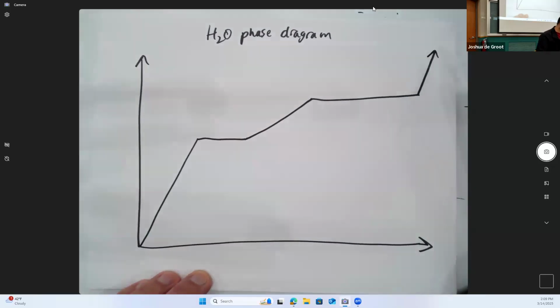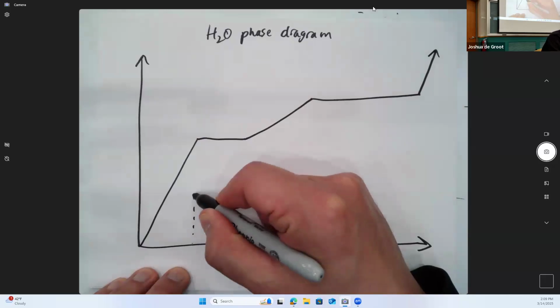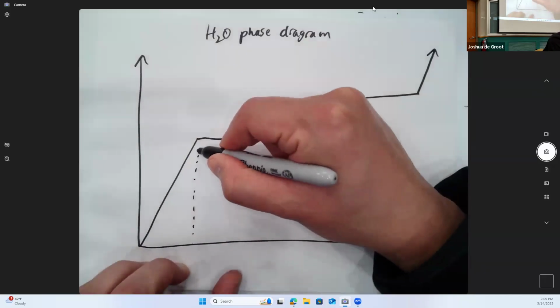That looks like that. Okay, and I'm going to divide the chart into 5 sections.